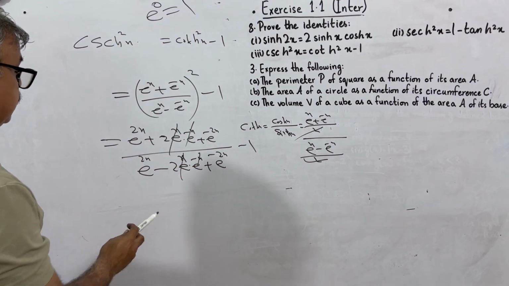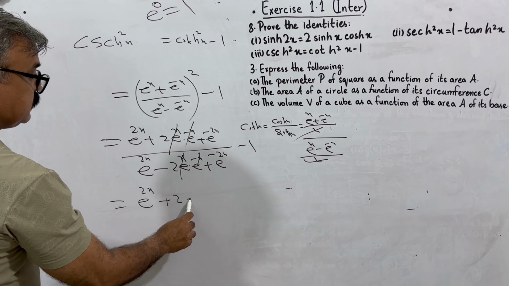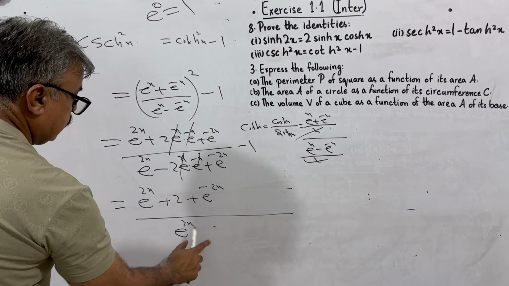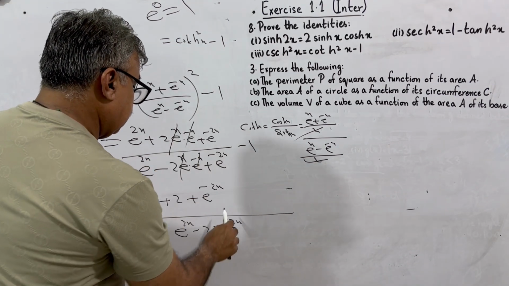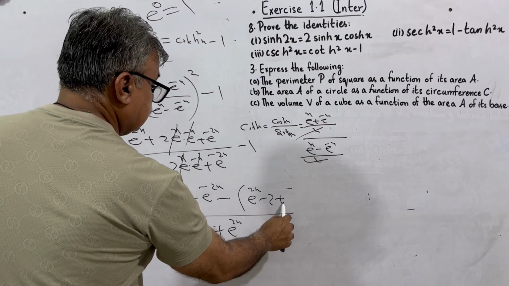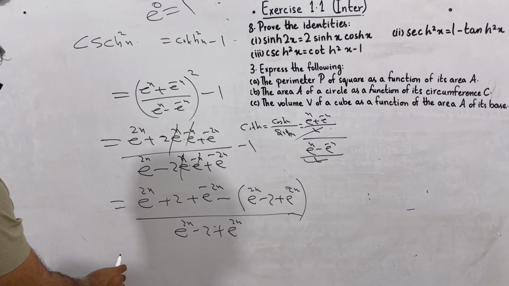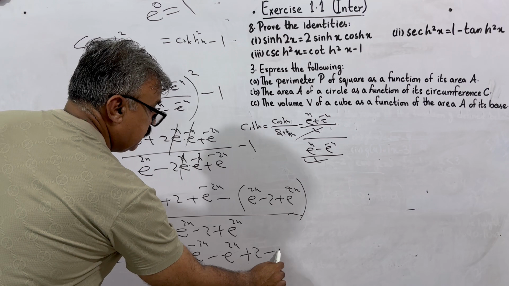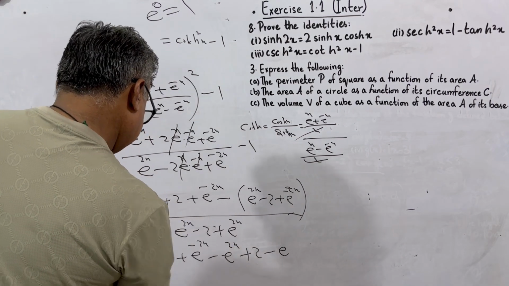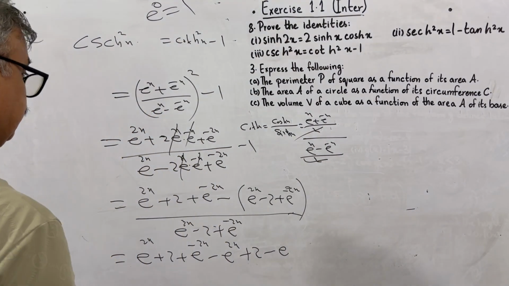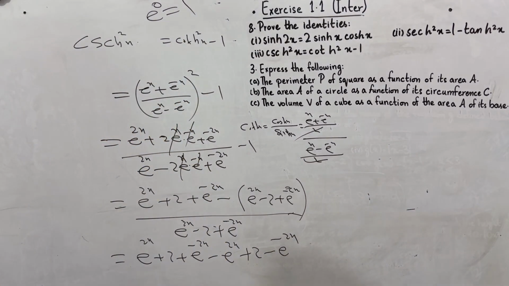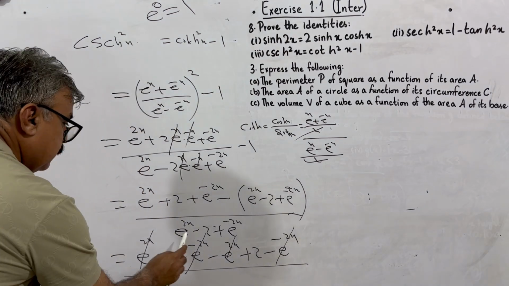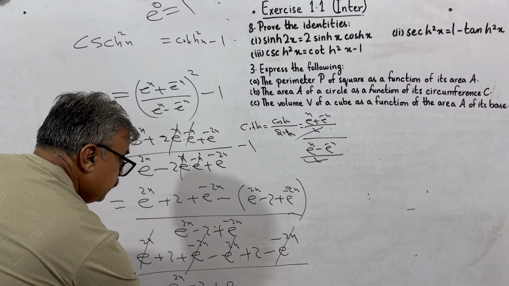What remains? Let me write: e power 2x plus 2 plus e power minus 2x, overall e power 2x minus 2 plus e power minus 2x, minus 1. Taking LCM, it becomes e power 2x minus 2 plus e power minus 2x. Multiply the minus throughout. What remains? Let's see and find out. Terms with e power 2x and e power minus 2x cancel out, one positive and one negative. What remains here is e power 2x minus 2 plus e power minus 2x.